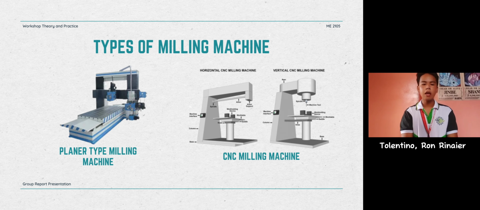Fifth, planer type milling machine. Planer mills are designed for machining large workpieces, such as those used in construction of bridges and ships. They have a long, heavy-duty bed and a cross rail to support the milling head.